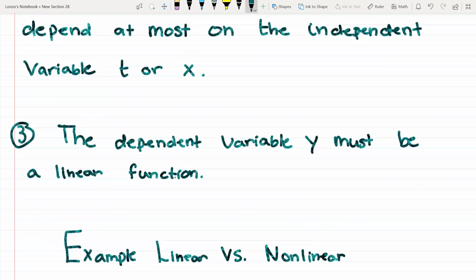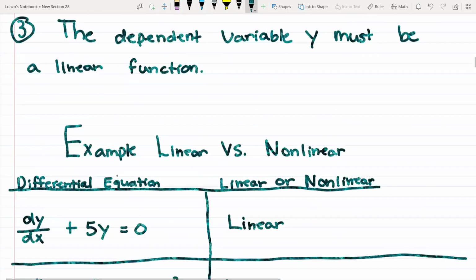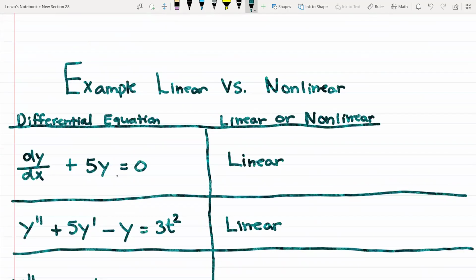Okay, so what does that mean? Number 3 says the dependent variable y must be a linear function. Maybe if I give you an example. Okay, so let me show you an example. I will explain some examples. So here we have a differential equation column on the left, and we determine if it's linear or nonlinear.